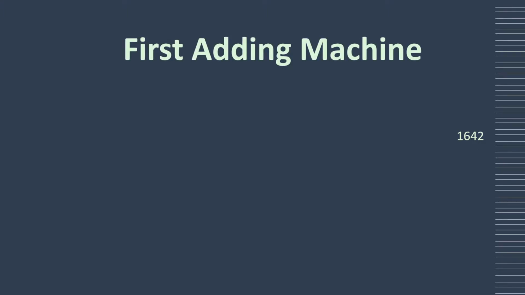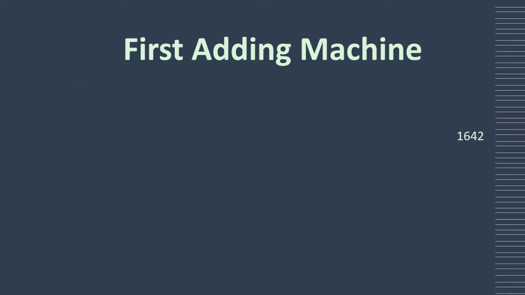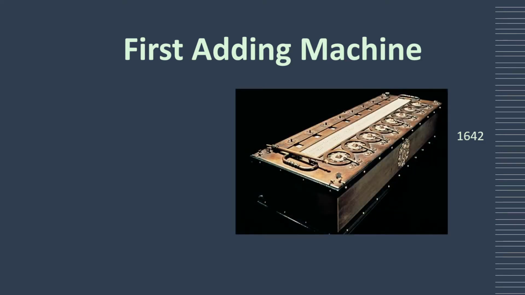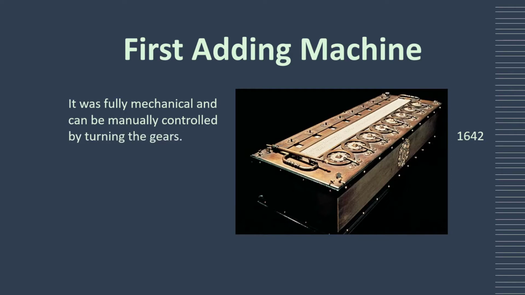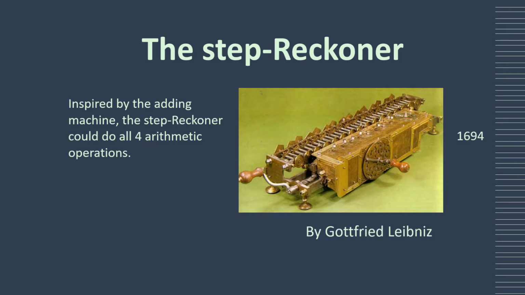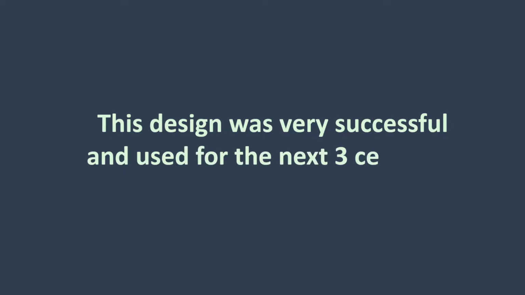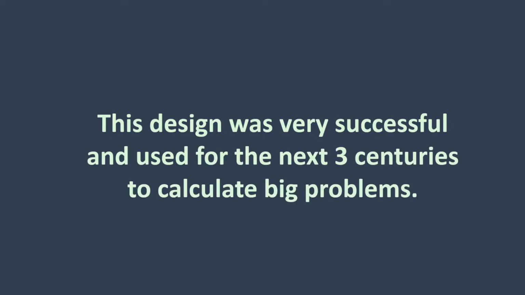Forward to 1642, the abacus evolved into the first mechanical adding machine, built by the mathematician and scientist Blaise Pascal. He invented the first mechanical calculator. It was fully mechanical and could be manually controlled by turning gears. Inspired by Pascal, in 1694, Leibniz made the Step Reckoner, which was able to perform all four arithmetic calculations. This design was very successful and used for the next 3 centuries to calculate big problems.